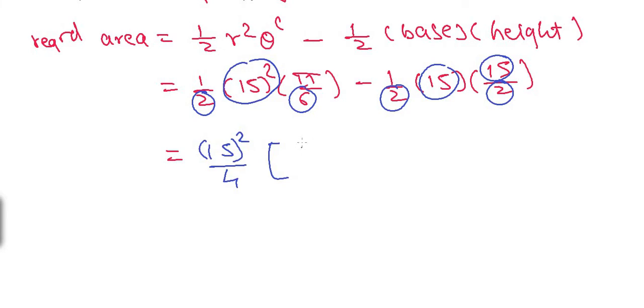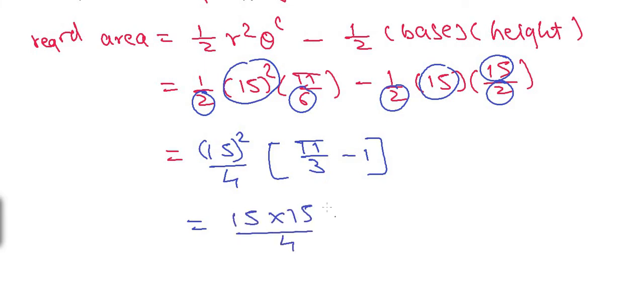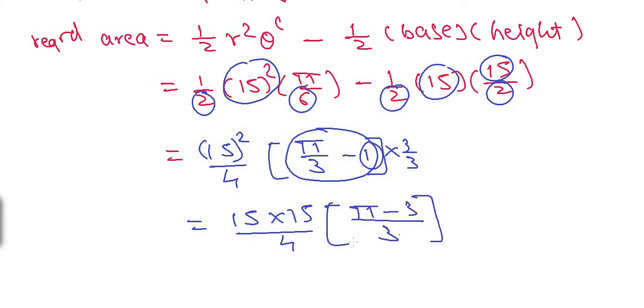Now what's left inside the bracket is pi by 3 minus 1. That is equal to, let us not write 225 for 15 square, we'll write 15 into 15 divided by 4. Wait for a while. Take LCM inside the bracket. Multiply and divide this 1 by 3. So it is pi minus 1 into 3 divided by 3. Now 3 5 the 15. So that is equal to 5 into 15, which is 75, divided by 4 into pi minus 3.